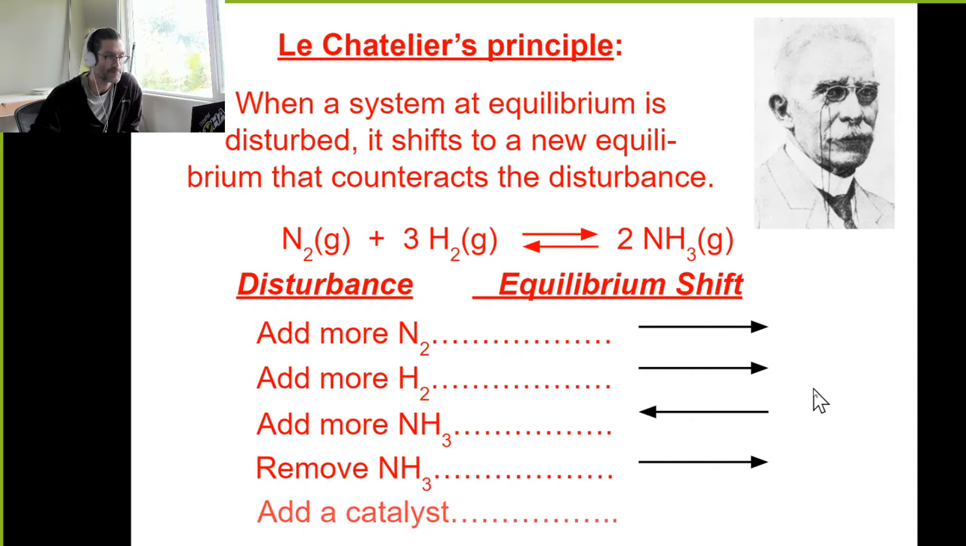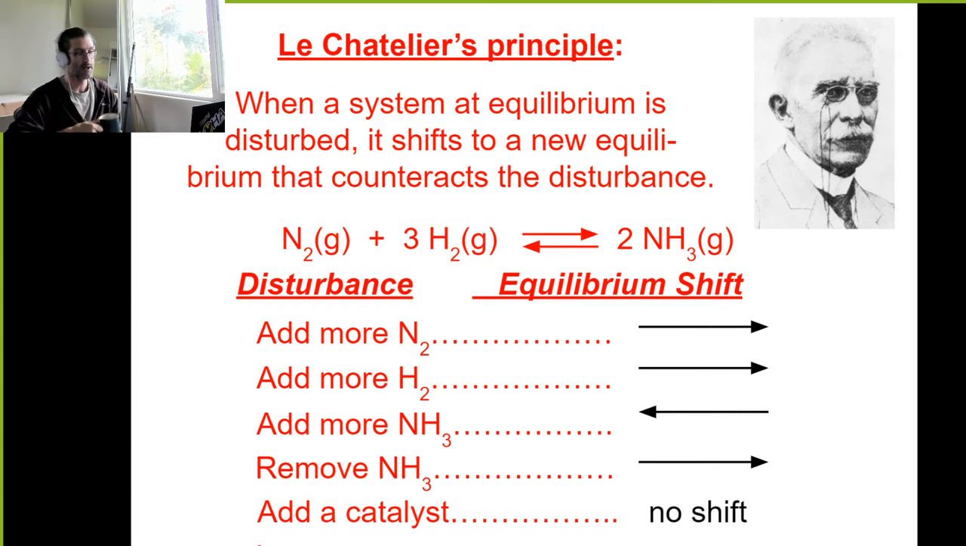And if we add a catalyst, that doesn't actually shift the equilibrium at all. There's no shift. All a catalyst will do is make it faster or easier to form product. So it makes us achieve equilibrium faster.